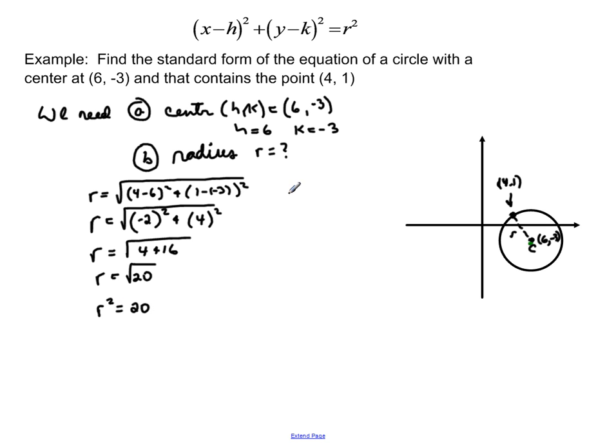So if we know that, then we could say that our equation in standard form, using our model above, is going to be (x minus 6) squared, that's our h, plus (y minus -3), so that's (y plus 3) squared, that's our k, equals r squared, which we just found was equal to 20. So this would be the equation we were looking for. And so we're done.